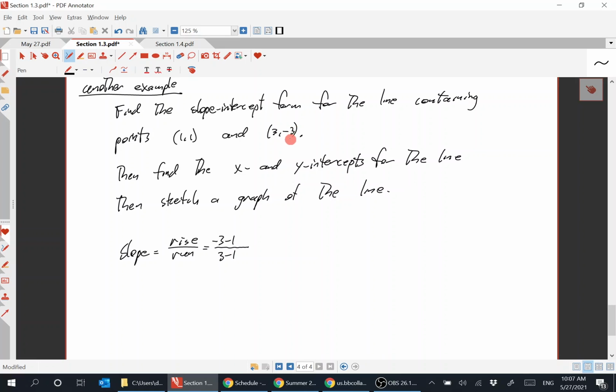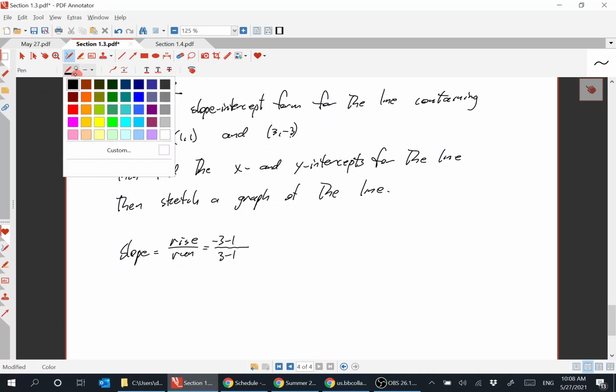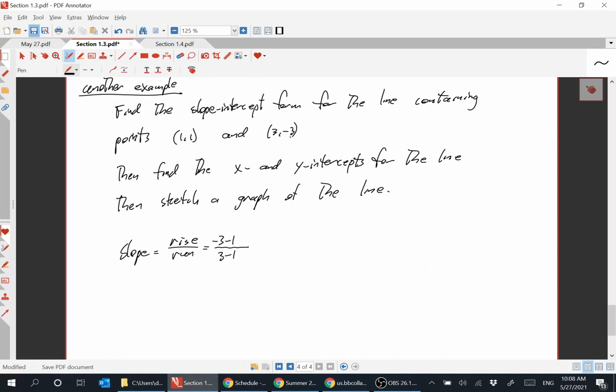Right? So I took this point first, this point second. So minus 3 minus 1, and then positive 3 minus positive 1. You can do this one first and that one second, but just do the same thing on the top and bottom. Either way will be fine. Doesn't matter which is first and which is second, as long as they're first both times and second both times. So this gives us minus 4 over 2, so the slope is minus 2.